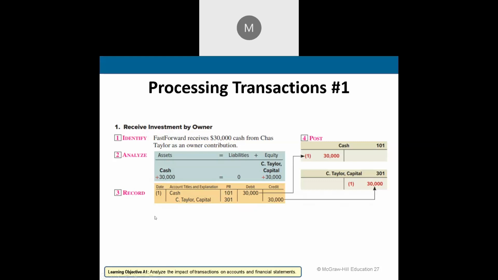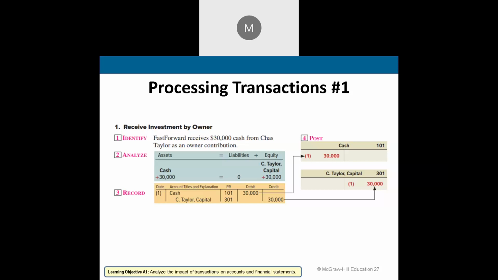We saw it with that first example. The owner brought $30,000 into the business to create the business on December 1, 2019. So we've identified what it was, step 1. Step 2, we identify the impact on the accounting equation. Cash went up by $30,000 and equity went up by $30,000. The accounting equation is always in balance. Assets always equals liabilities plus equity. It's like we talked about last week, right?